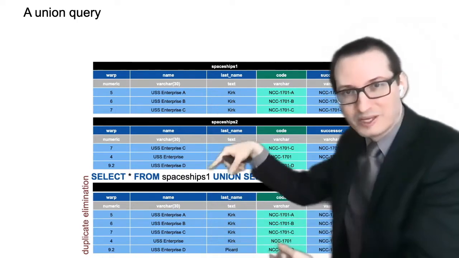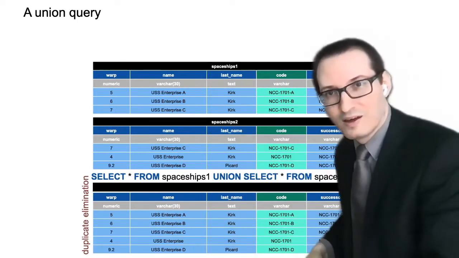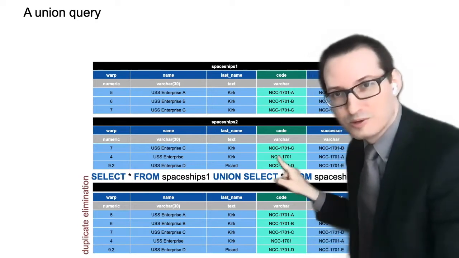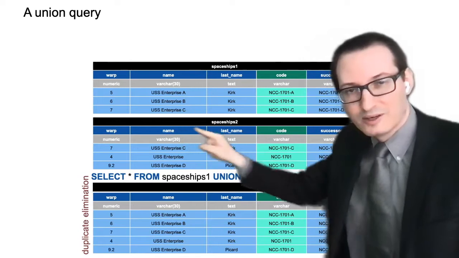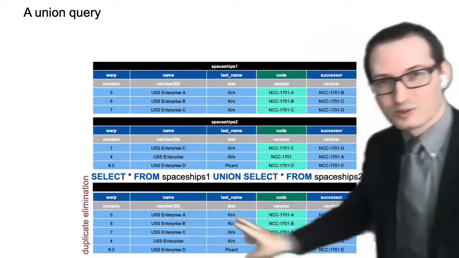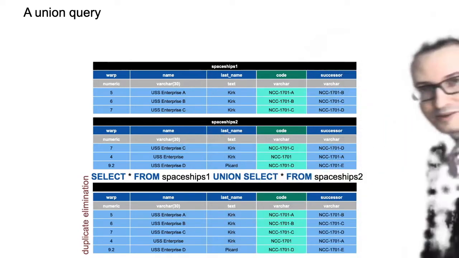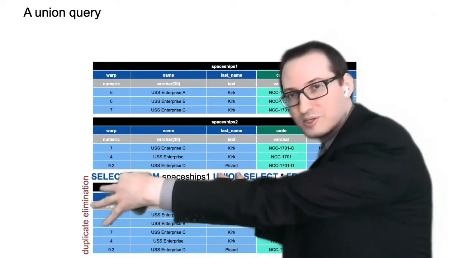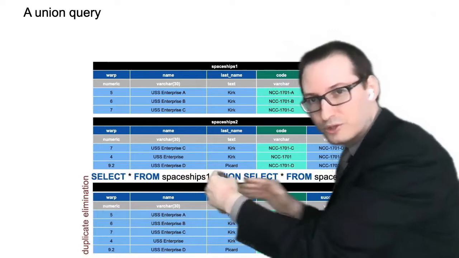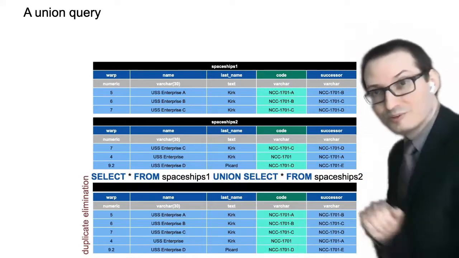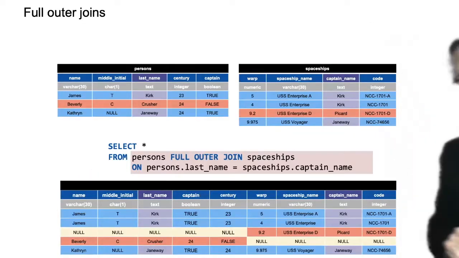Why? Because there was a duplicate. There is one that appears on both sides. It's this one here. Enterprise C appears here and here. So this is why we have only 5, right? So this is the union. All right. So again, you can put one full SQL query, select from where, group by, having, order by, there. Union, another query, and then you have an even bigger table, right?